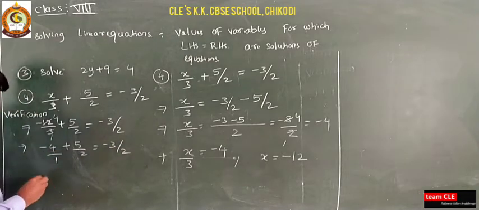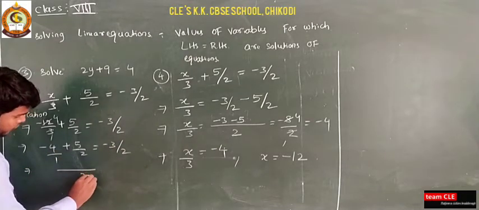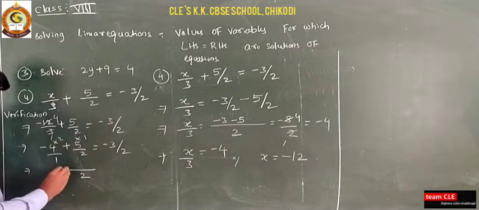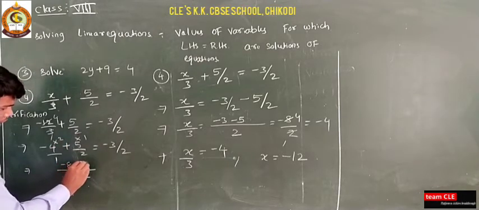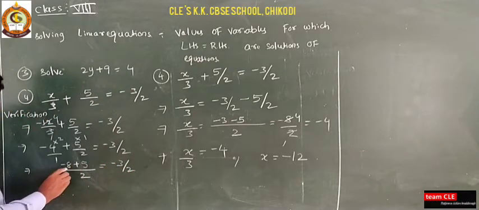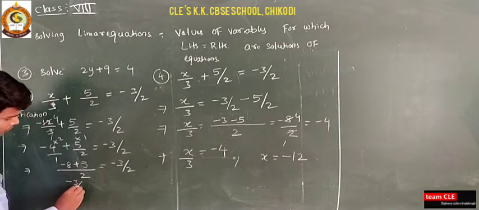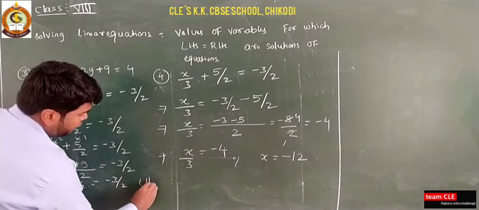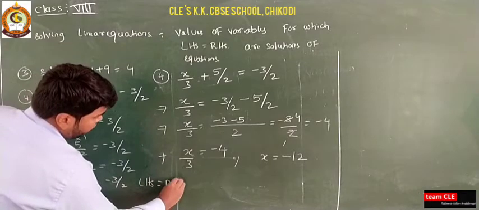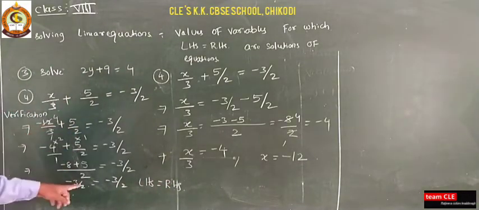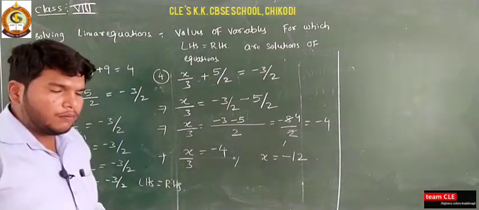So the LCM is 2. LCM is 2, again 2 into 2, 2 into 1. So minus 8 plus 5, which is equal to minus 3 by 2. So minus 8 plus 5, you get minus 3 by 2, which is equal to minus 3 by 2. Again LHS is equal to RHS. As LHS is equal to RHS, it means our solution x is equal to minus 12 is correct.